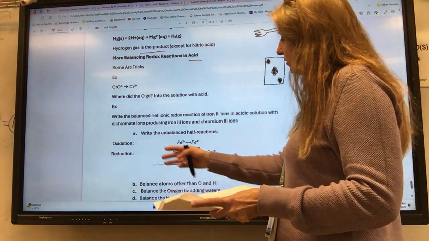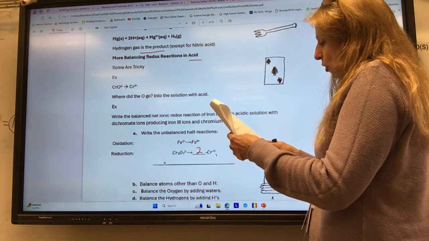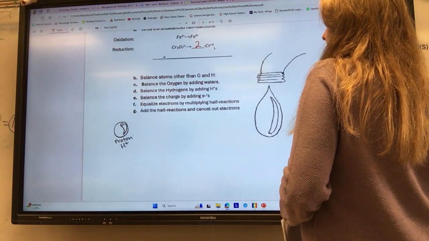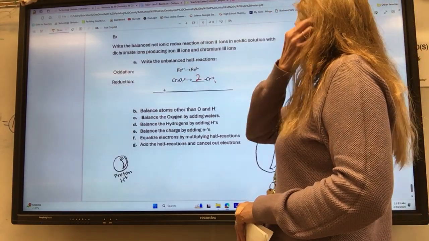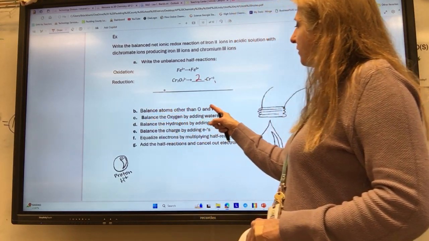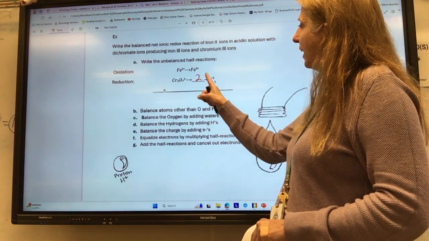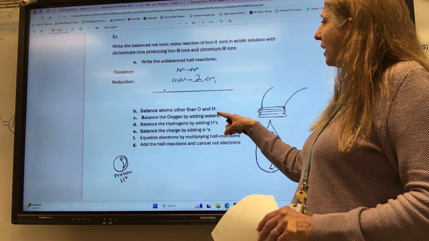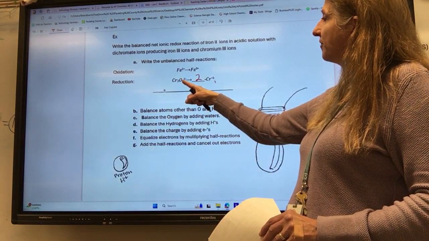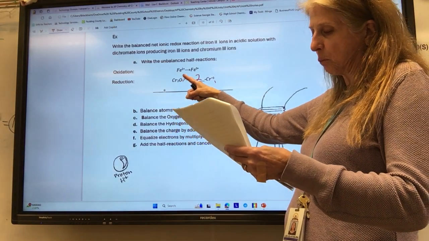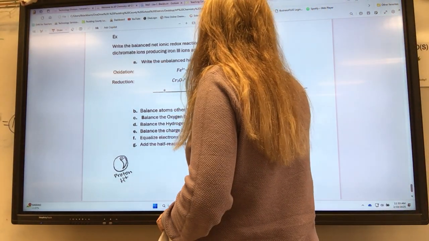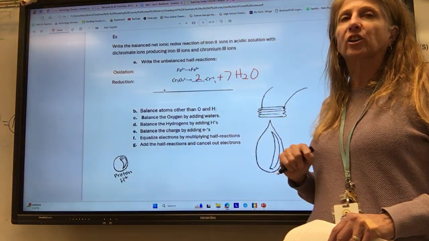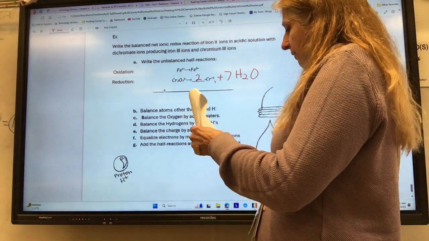And we can also look and see what is reduced and what is oxidized. Okay, so first balance the atoms other than O and H. So this one's already balanced, I balanced that one. Next, balance the oxygen by adding waters. So I have 7 oxygens over here, so I'm going to put 7 waters over here. Because it's in an aqueous solution, I can do that. We got waters we can play with.